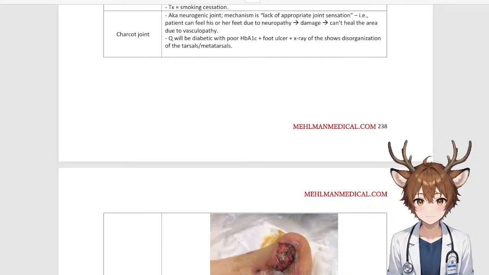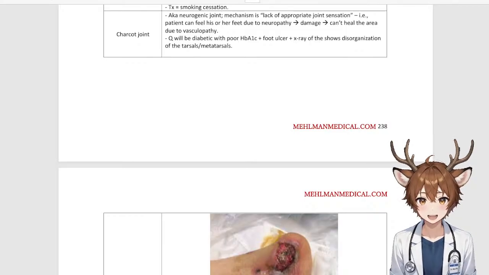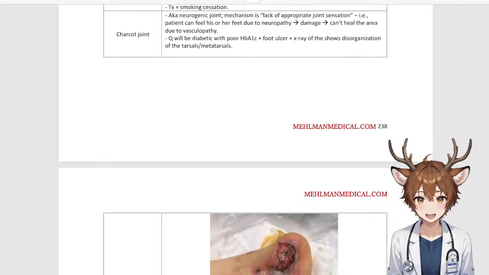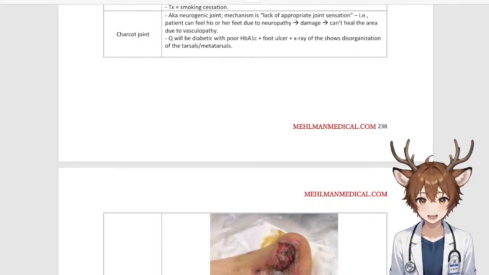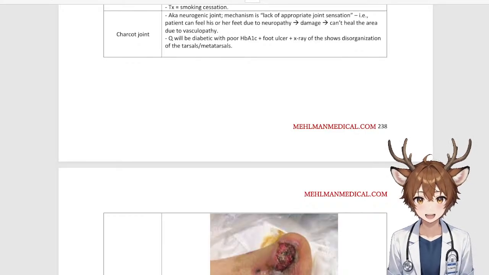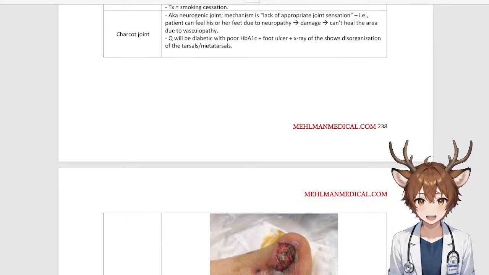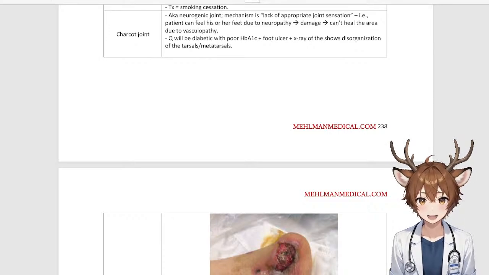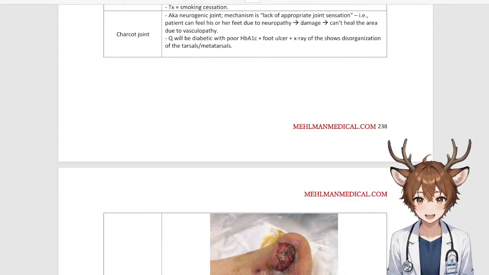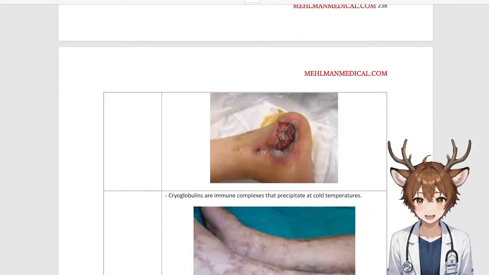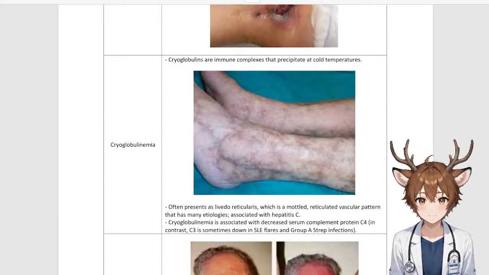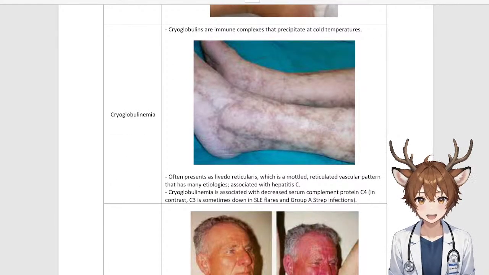Let me repeat that. Aka neurogenic joint. Mechanism is lack of appropriate joint sensation. That is to say, the patient cannot feel his or her feet due to neuropathy, leading to damage, which leads to being unable to heal the area due to vasculopathy. The question will be a diabetic with poor A1C, plus a foot ulcer, plus an x-ray that shows disorganization of the tarsal / metatarsals. It's not pretty. Most of these diseases are not particularly pretty, in all fairness.